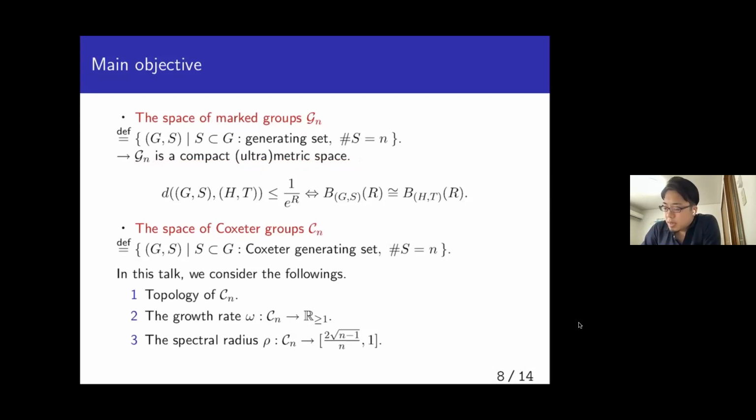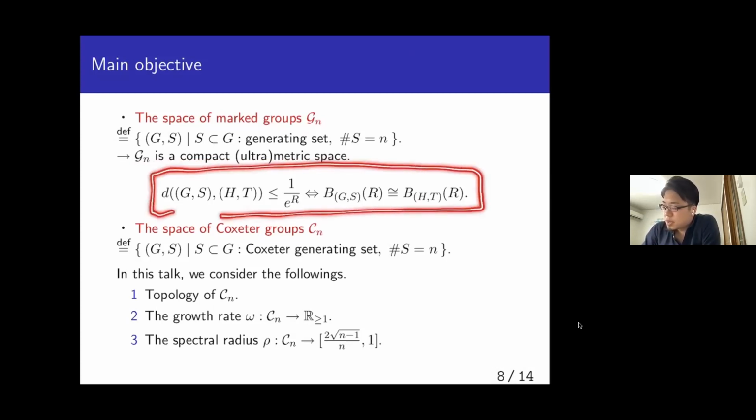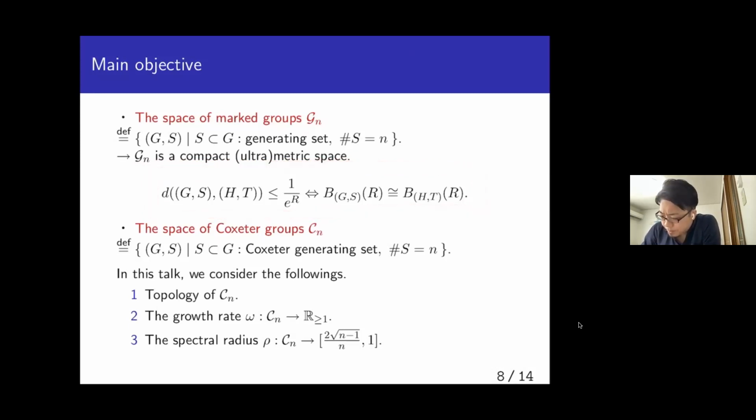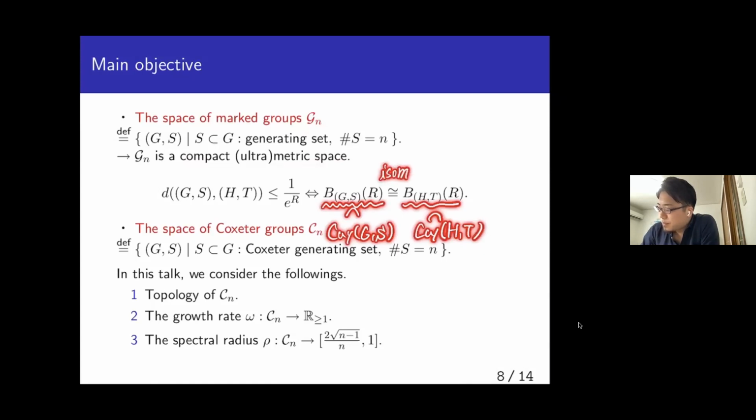It is important that the following condition holds for the metric. Let's take two marked groups, (G, S) and (H, T). The metric between the two marked groups is less than or equal to 1 over e to the R if and only if the ball in the Cayley graph of (G, S) centered at the identity and of radius R, and that in the Cayley graph of (H, T), are isomorphic as labeled graphs.